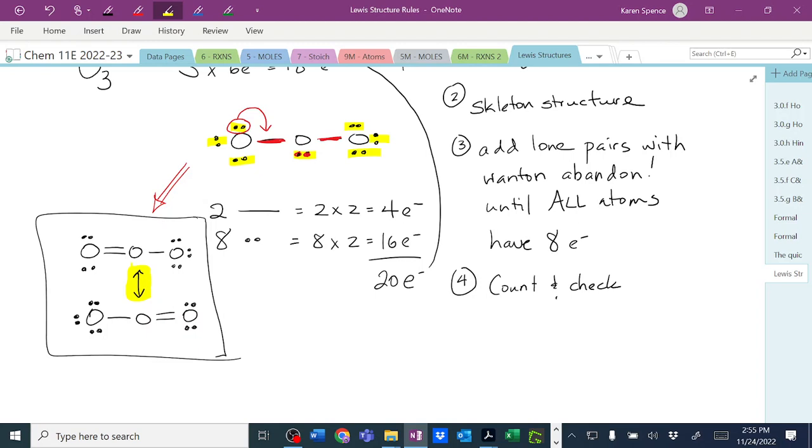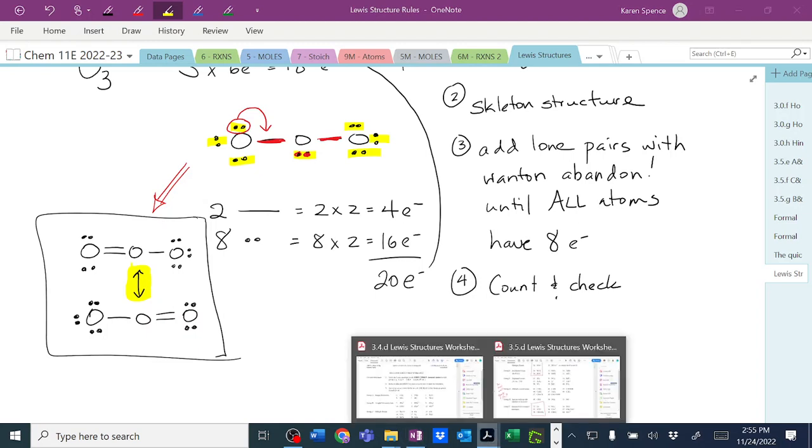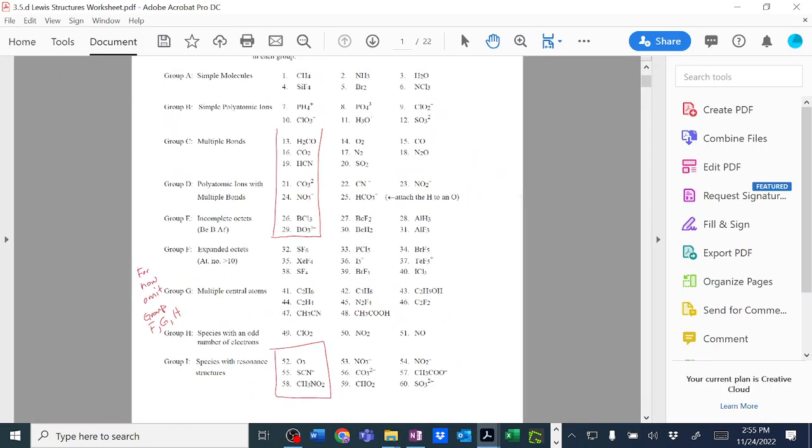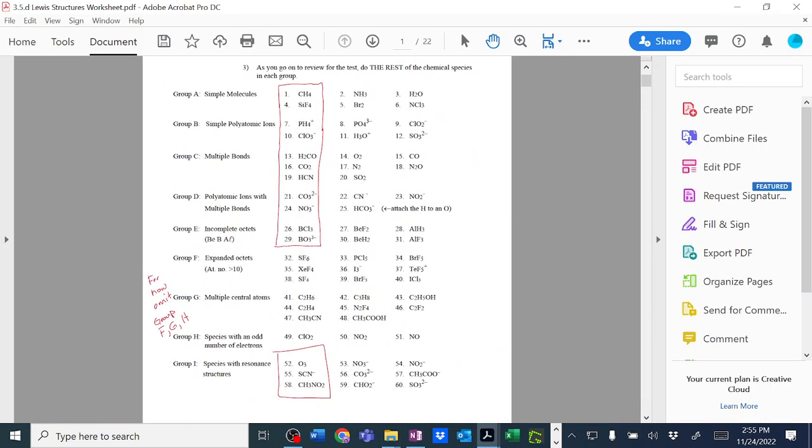Here we go, hang on. You are going to do the ones that are boxed. Number 1, 4, 7, 13, 16, 19, 21, 24, 26, 29, 52, 55, 58. Or you can just box them.